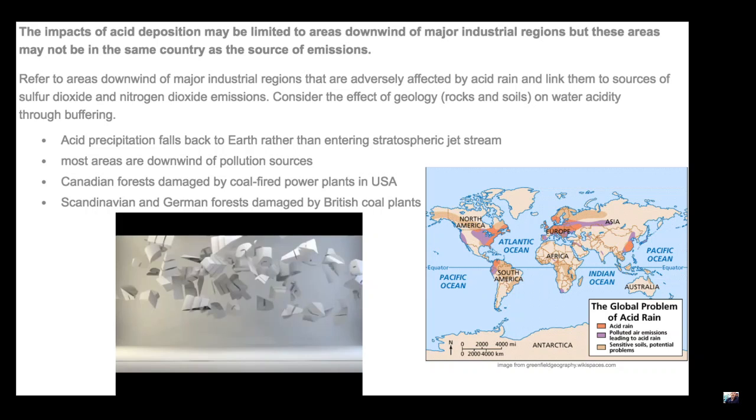So really what we're saying is, when we're talking about acid rain, an area might get a lot of acid rain, but they might not be the cause. There might be places around them that are causing this problem, forming this acid rain.